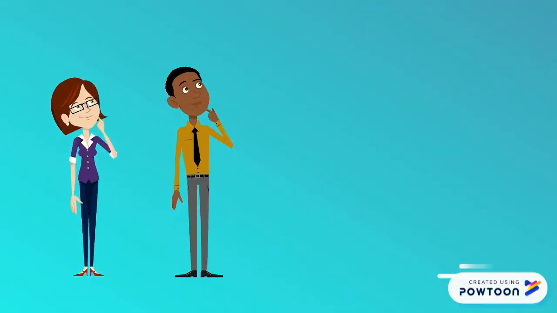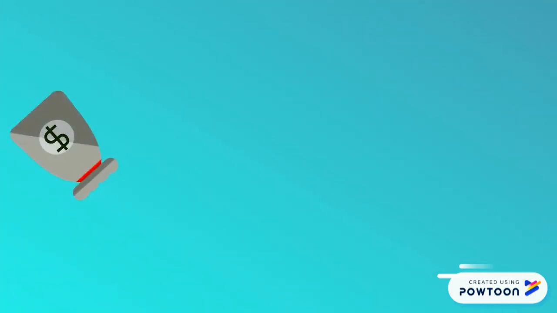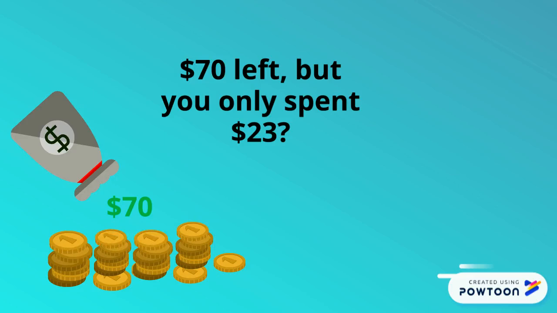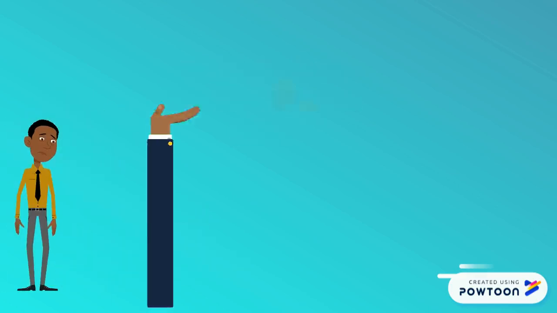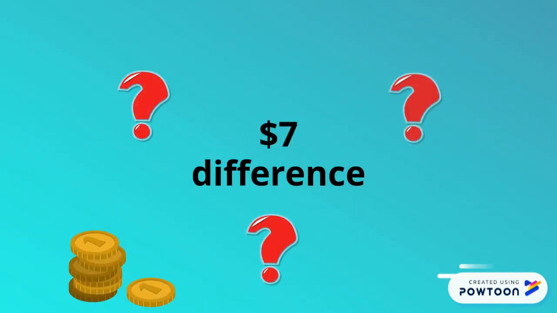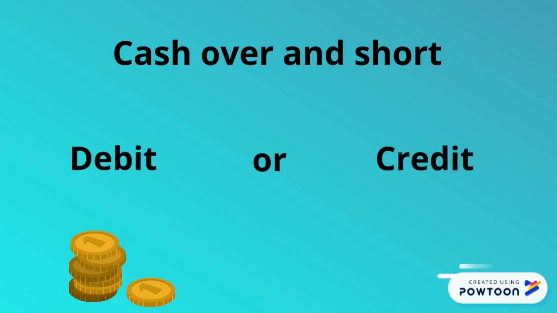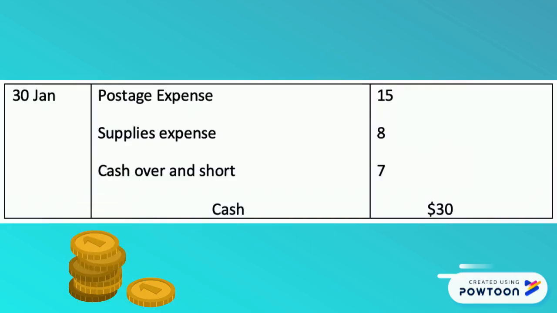But what happens if there is a difference between the cash needed for replenishment and the amount of receipts? What if the cash remaining in the fund is $70 instead of $77? Maybe the custodian gave the incorrect change or made an error. In this case, the difference is charged to an account called cash over and short, which can have either a debit or credit balance. In this case, the cash is short $7.